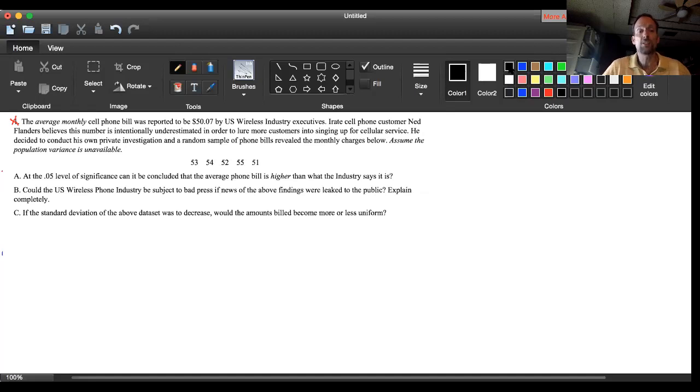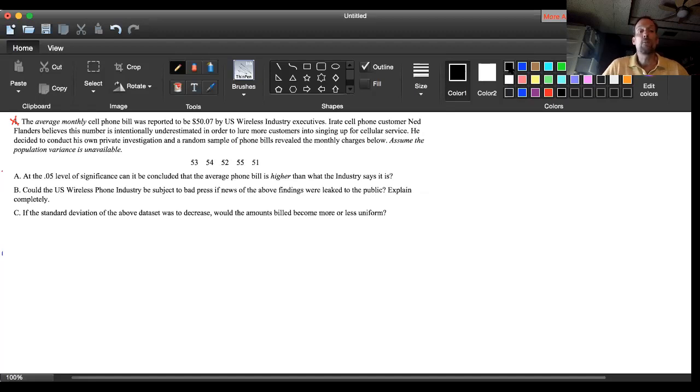And Flanders gets a sample of, it looks like, 5 different people. He's going to look at their phone bills and take a look at the average and show that it's significantly higher than $50.07. Our job is to figure out if Flanders is correct or incorrect. Now, the one thing that makes this question kind of scary is that they gave us a whole sample, and it looks like we've got to do all this work on our own to mine out all the information we need for the hypothesis test.